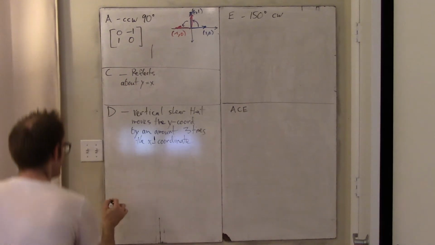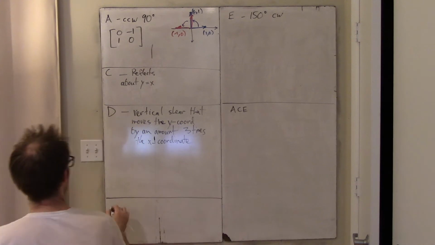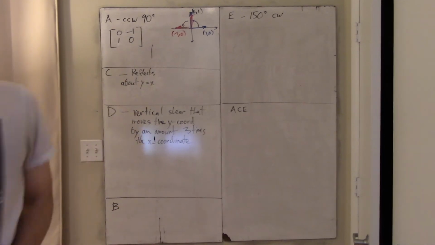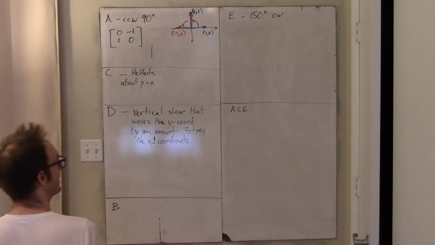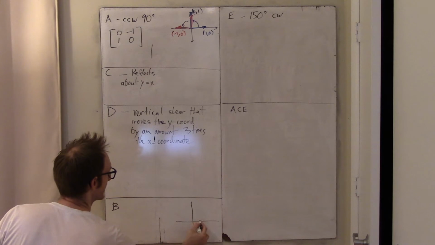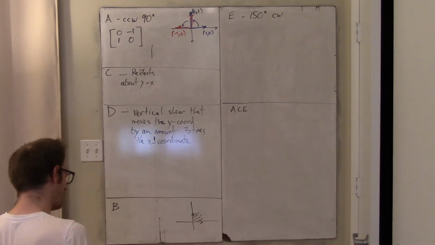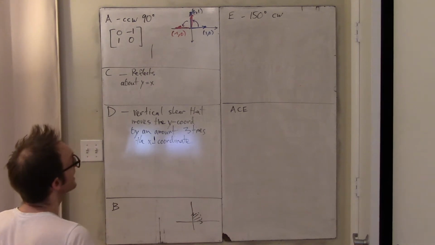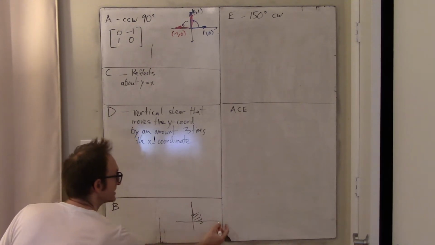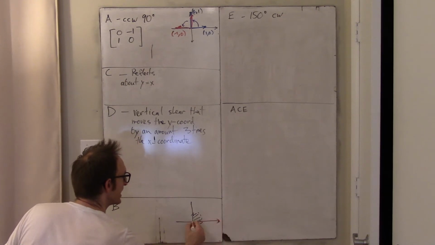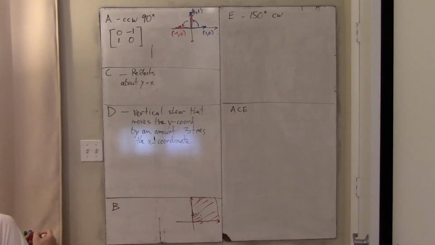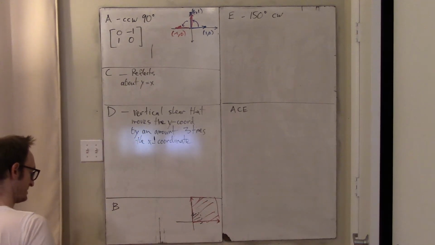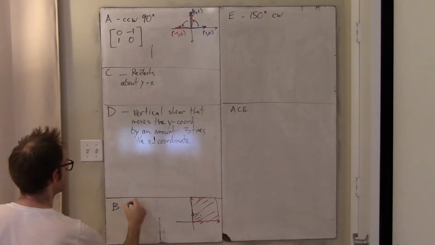Okay, so down here I will do B, because I erased it. This is dilate by scale factor 3. Maybe this one is too easy. Here's (1, -1), and you can even draw in the box if you like. Well, what happens? (1, 0) gets sent to (3, 0), and (0, 1) gets sent to (0, 3), and you end up with this square which has been dilated by scale factor 3. I think this one is easy because we've done it so many times.